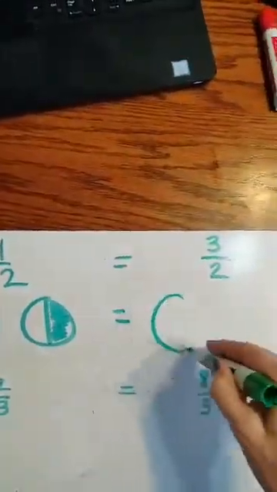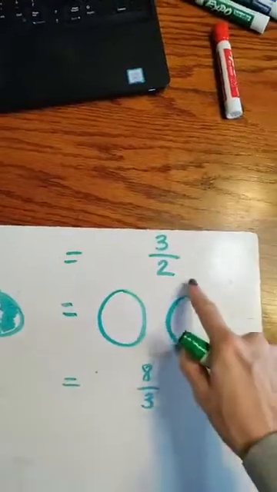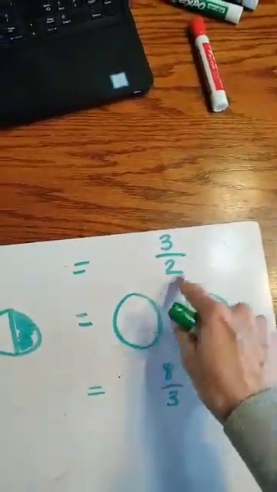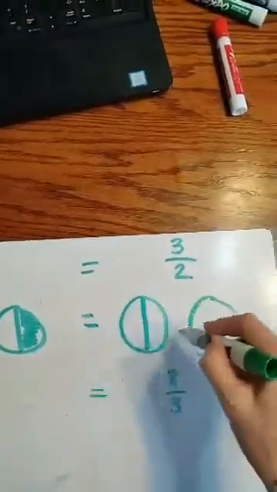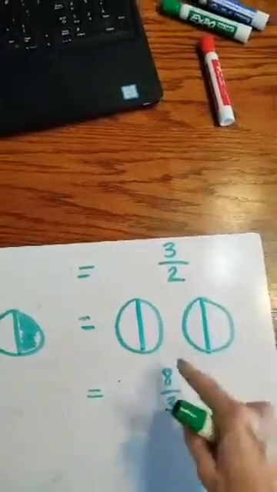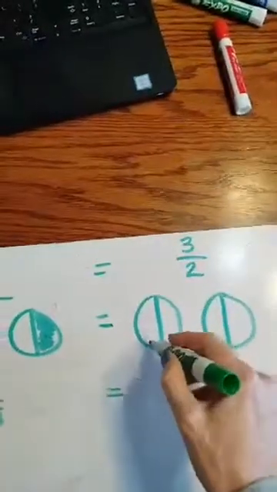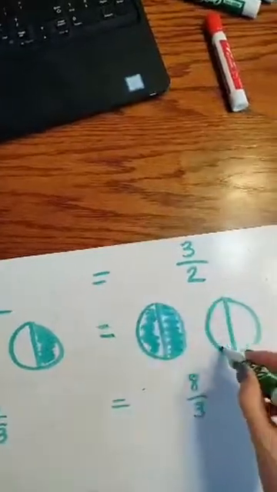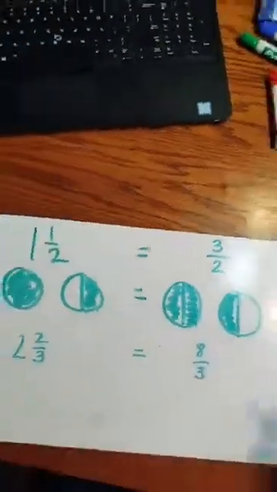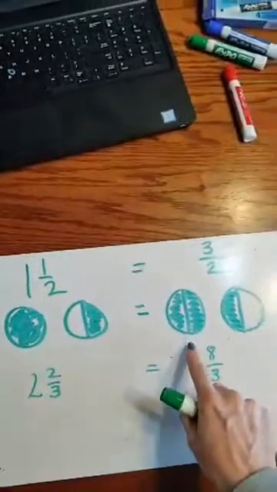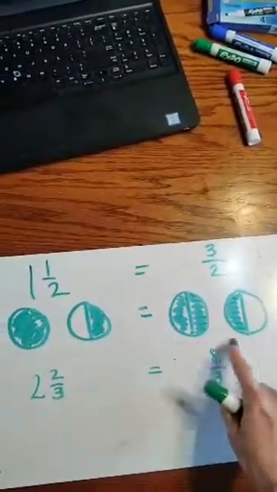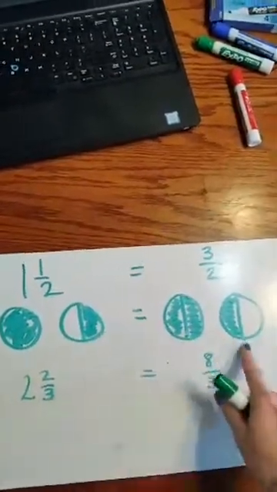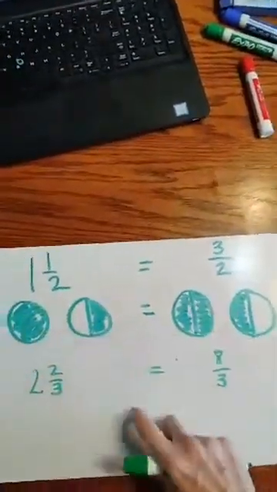two circles over here. But since we only have this fraction 3/2, then I need each of these circles divided into two pieces because the bottom number tells us how many pieces to divide those into. And I have 3 of those shaded because the numerator tells us how many to shade. Okay, so I can see here that although I divided these each into halves, I've shaded a whole just like over here, and I've shaded a half just like here. So 1 1/2 is equal to 3/2.